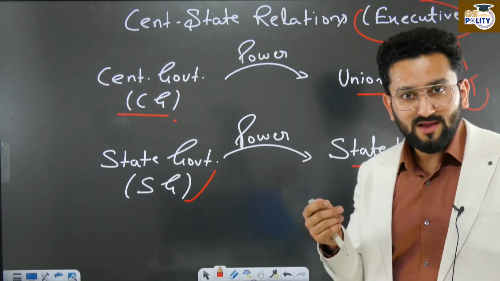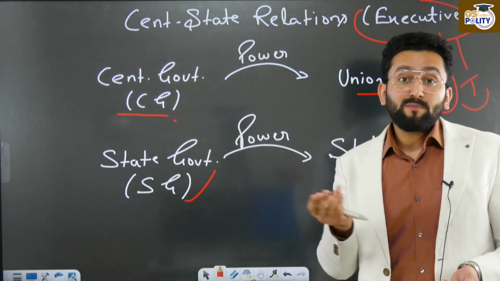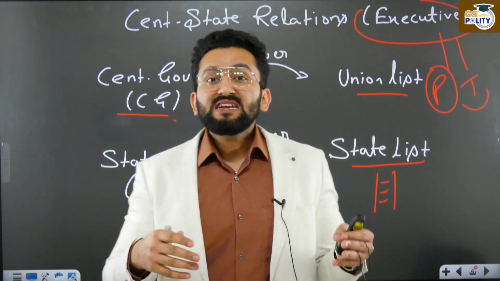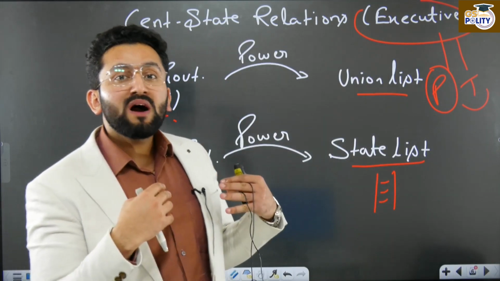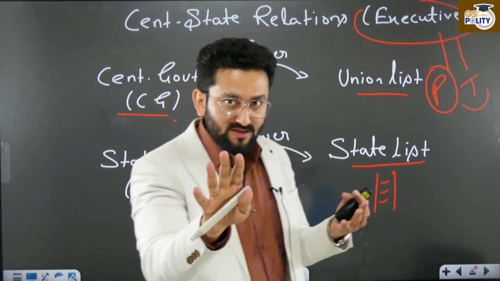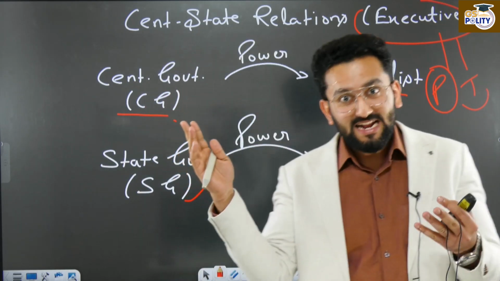What's your guess? Some of you might be thinking, sir, in the concurrent list we discussed that priority is given to law made by the union legislature, meaning Parliament. That is what we discussed, right?